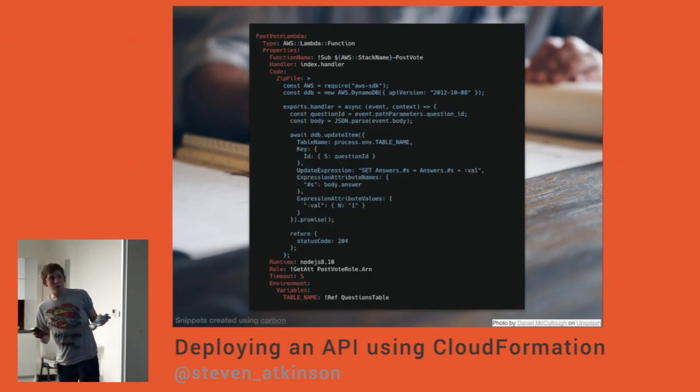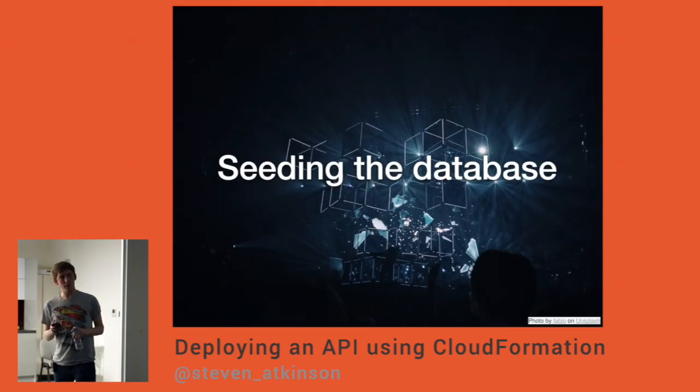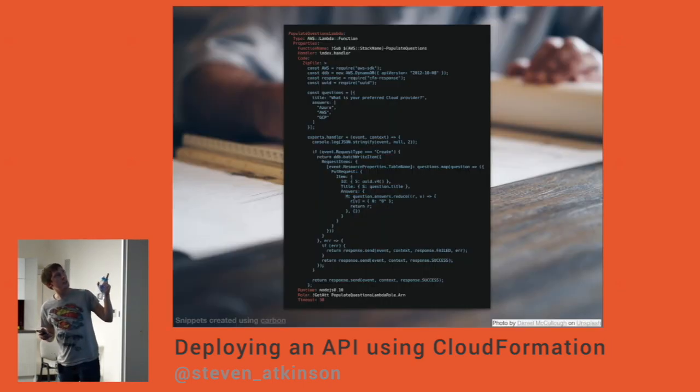And for our post vote lambda, it pretty much does the same thing, but it does an update item call instead. I need it as a separate permission for that. And in our CloudFormation template, we can also seed the database, so we don't have to manually create a route which just posts some random data in there. So I've created another function called populate questions lambda, and that just creates a batch write with a bunch of questions in there. There's one there, but I put two in there. And that's got another role attached to it.